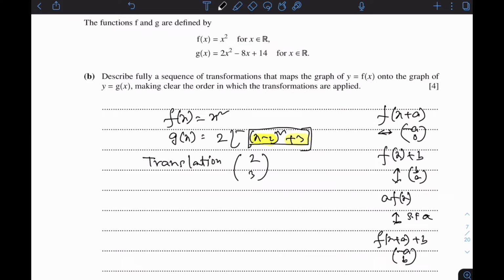Since there is another 2 given, it shows a vertical stretch. So a stretch in the y direction, that means it shows a change in y.